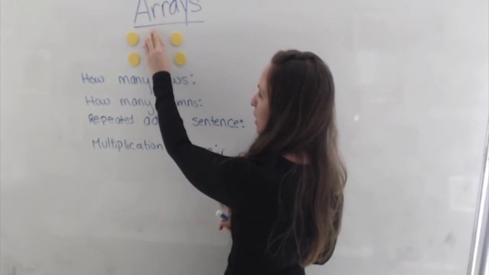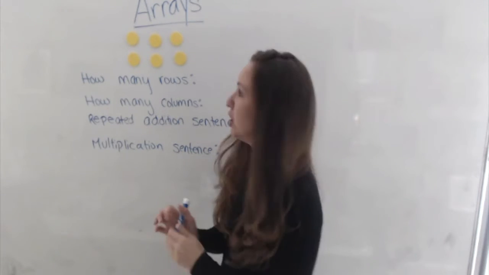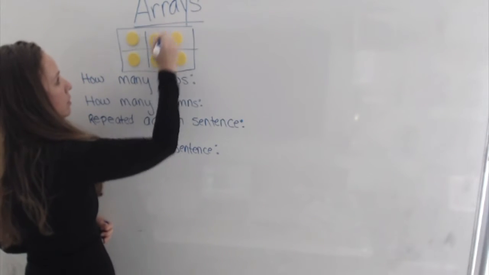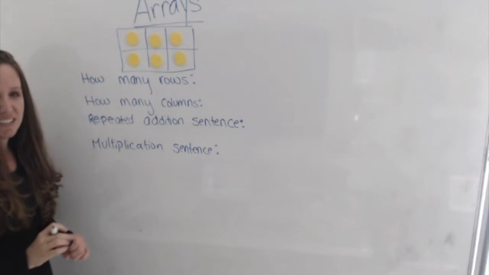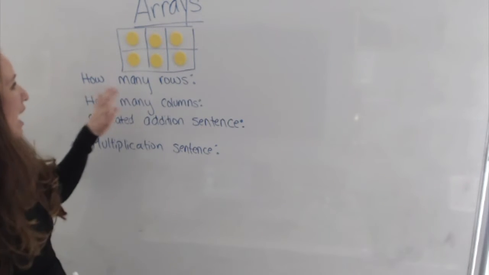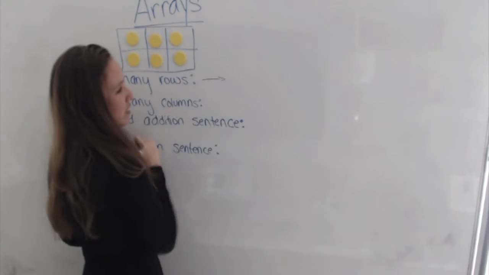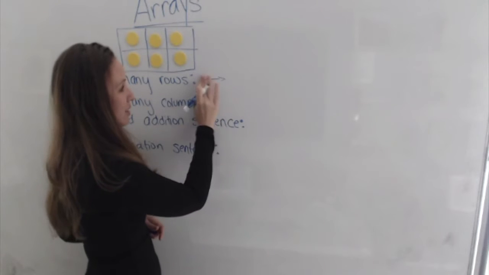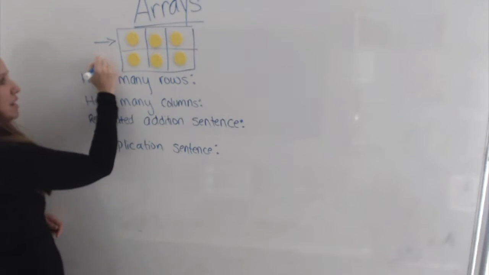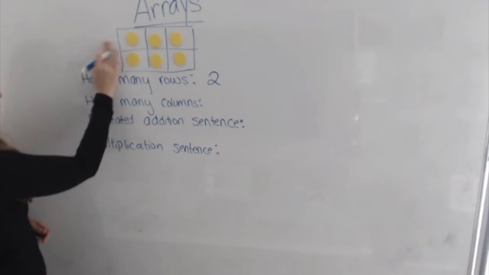An array looks like almost a rectangle made up of the same shape. So right here, let's draw a box around it. I have 6 dots. Now I want to answer these questions. So how many rows? Now in case you don't know, a row goes in this direction. So how many rows in that direction would we have? We have this row, that's 1, and another one right underneath. So we have 2 rows, okay?